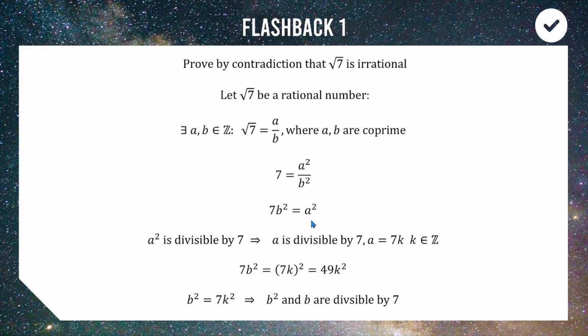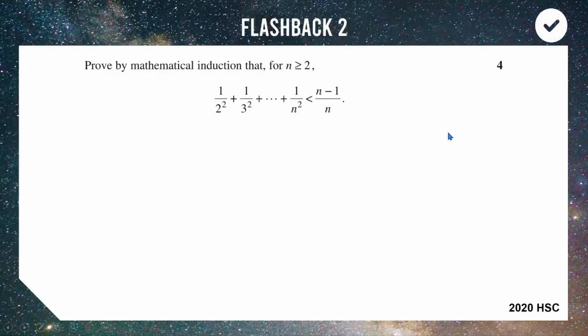So we have shown that a and b can both be shown to be divisible by 7, which means a over b is not simplified, they aren't co-prime. So this doesn't make sense because our assumption was false. Root 7 is not a rational number, it is irrational. Cool stuff.